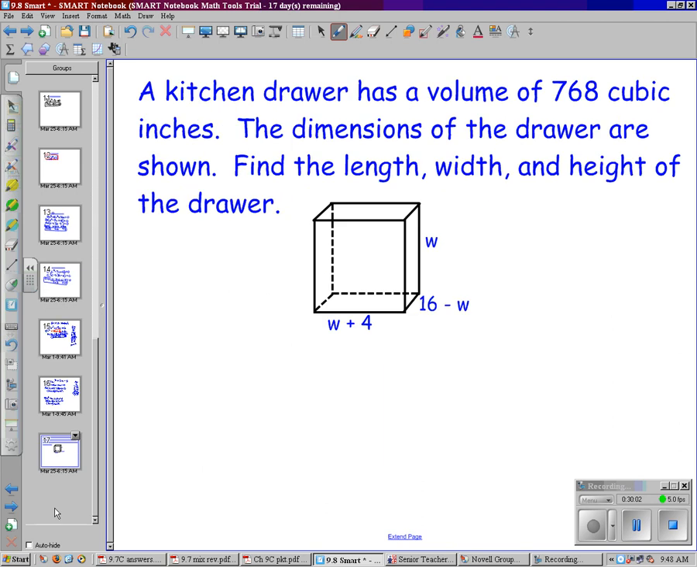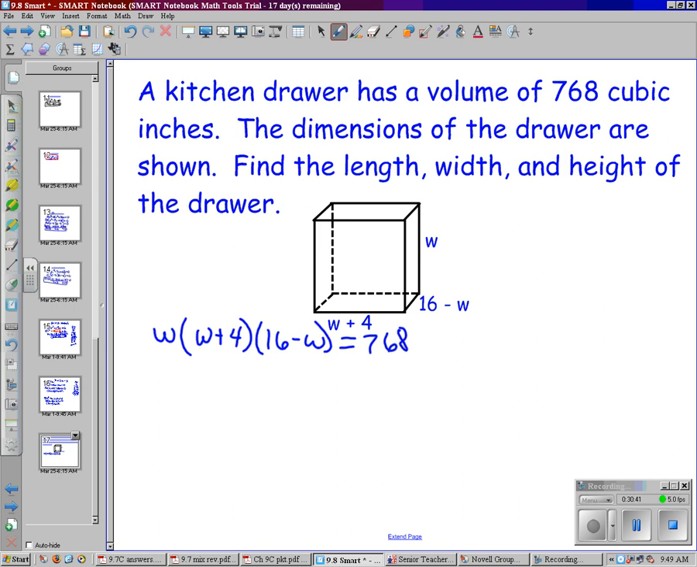A kitchen drawer has a volume of 768 cubic inches. The dimensions of the drawer are shown. Find the length, width, and the height of the drawer. How do you find volume of a rectangular prism? Length times width times height. So I've got W times W plus 4 times 16 minus W, all equal to 768.